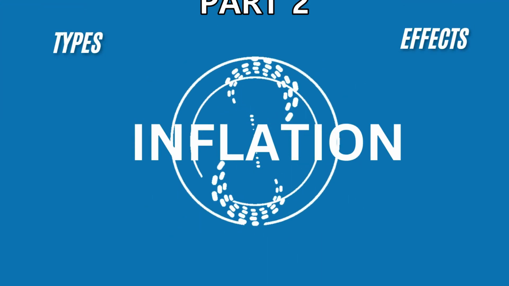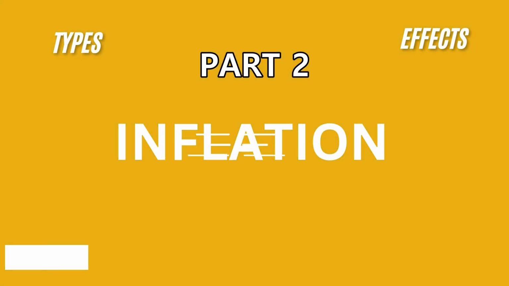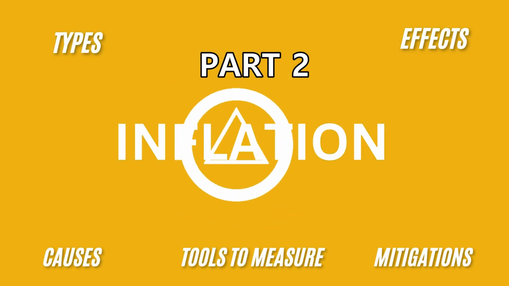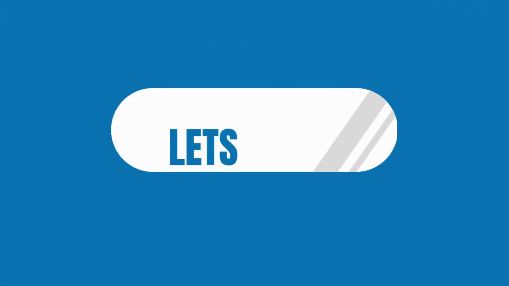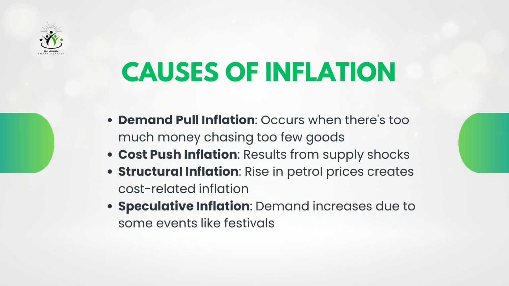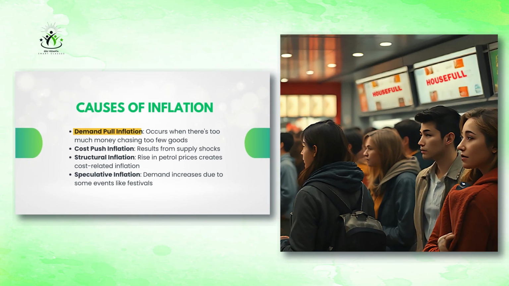Today, in the second part of inflation, we will discuss its causes, how it affects us, and how it's measured. Let's begin. Causes of inflation. 1. Demand pull inflation. This happens when the demand for goods and services is more than the supply. For example, during a festive season, prices rise because everyone wants to buy more.